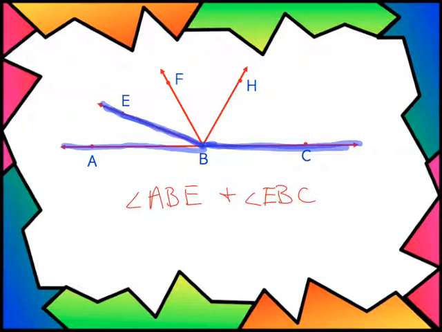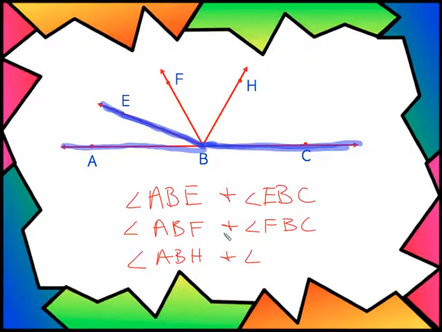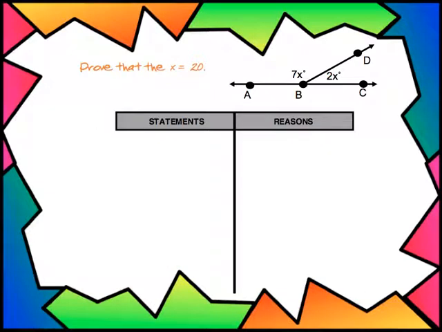That's fine. And then angle ABF is a linear pair with angle FBC. And angle ABH is a linear pair with angle HBC. I'm just doing an and sign, I'm not adding them together. You don't have that on your notes. That's just one that I've added to kind of show you what I'm talking about.